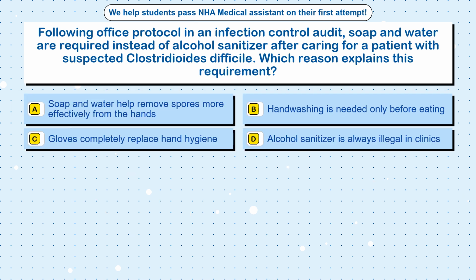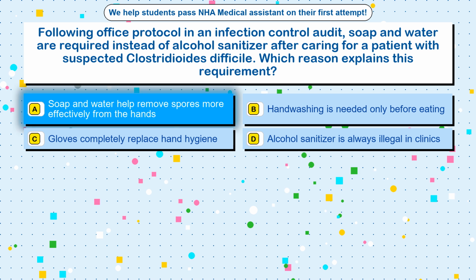Question 61. Following office protocol in an infection control audit, soap and water are required instead of alcohol sanitizer after caring for a patient with suspected Clostridioides difficile. Which reason explains this requirement? Option A. Soap and water help remove spores more effectively from the hands. Option B. Hand washing is needed only before eating. Option C. Gloves completely replace hand hygiene. Option D. Alcohol sanitizer is always illegal in clinics. The correct answer is option A.